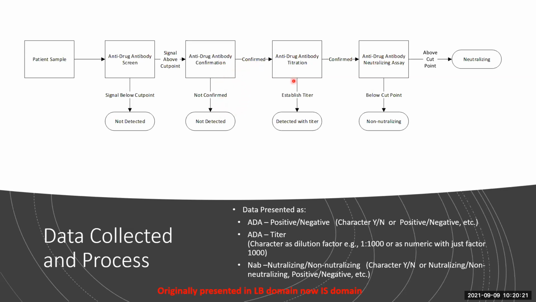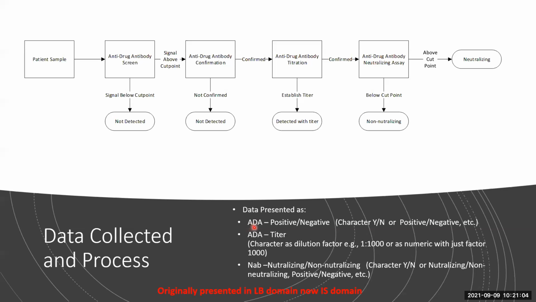Then that is passed on to a titration step where we try to assess how much antibody is there, and we establish a titer. So now we have detected anti-drug antibodies with a titer, and then we do an assessment of neutralizing or non-neutralizing. Does this actually affect the mode of action of the drug? If it's below a cut point, we declare it to be non-neutralizing; if it's above, neutralizing. So what we collect from all this is flag type information, or what as a kineticist or pharmacometrician I would consider a flag, not necessarily always what CDISC considers a flag in terms of yes or no.